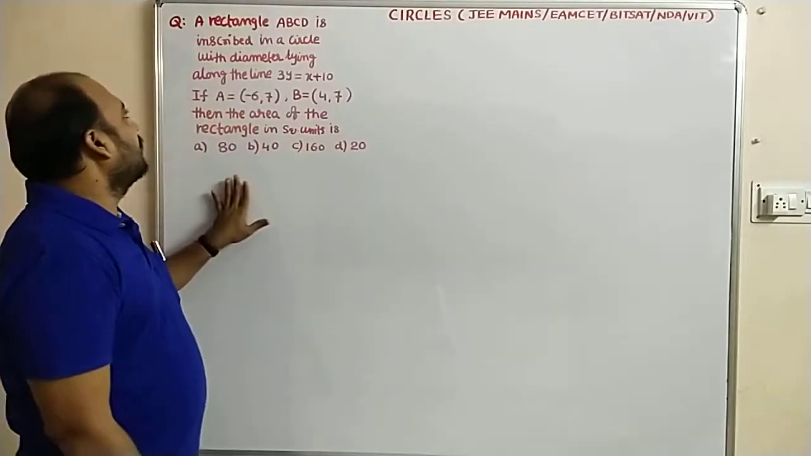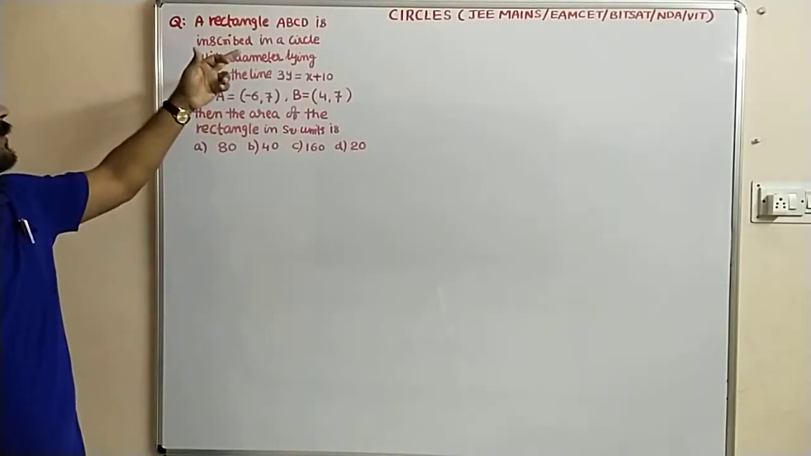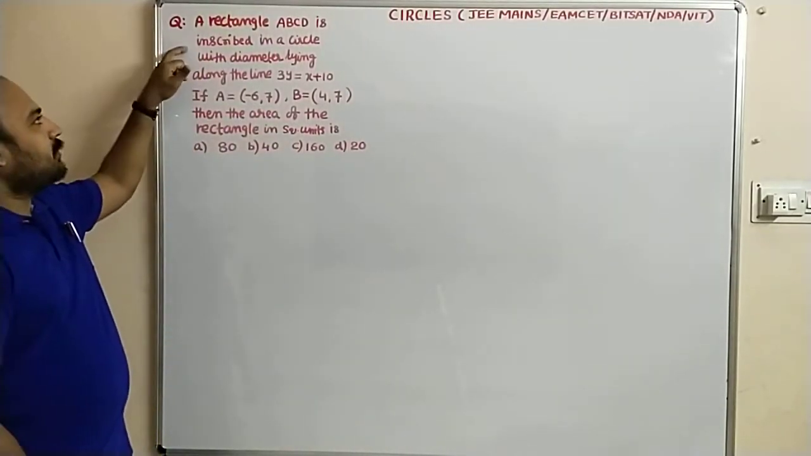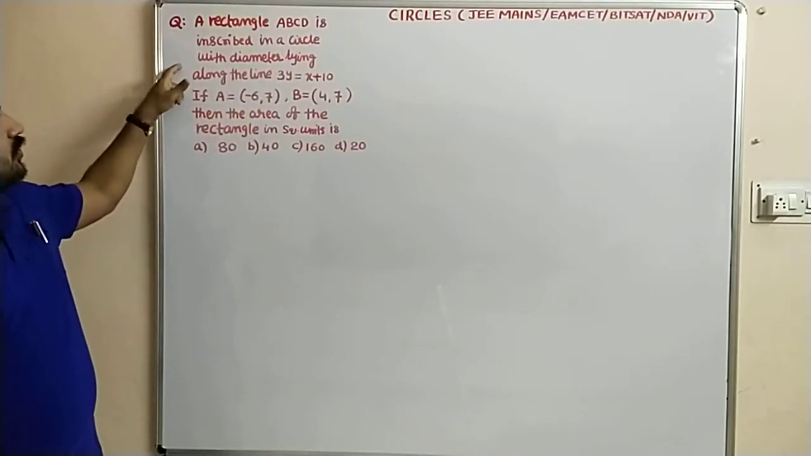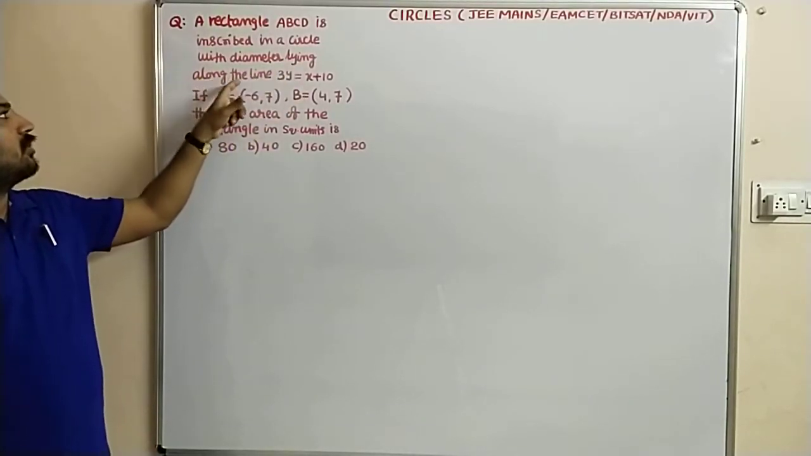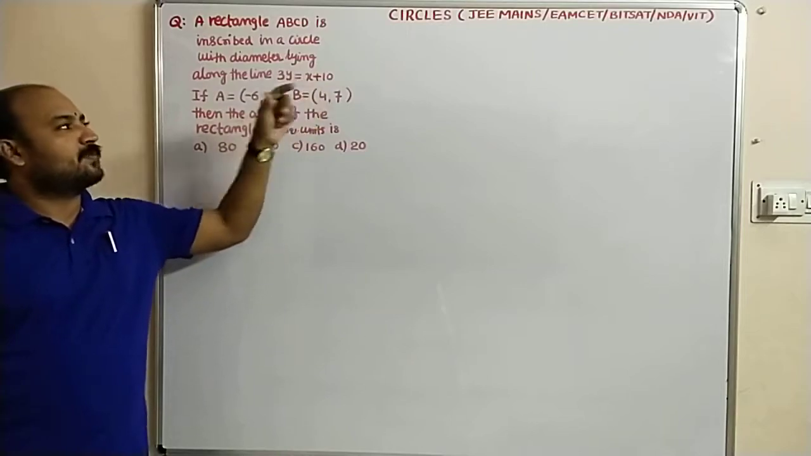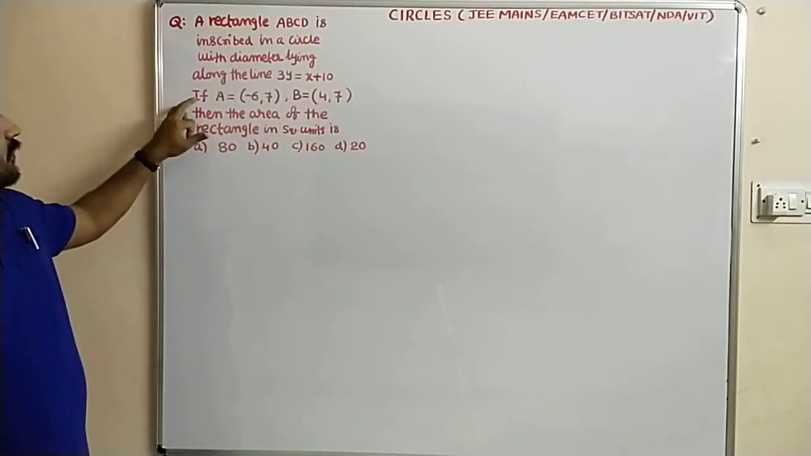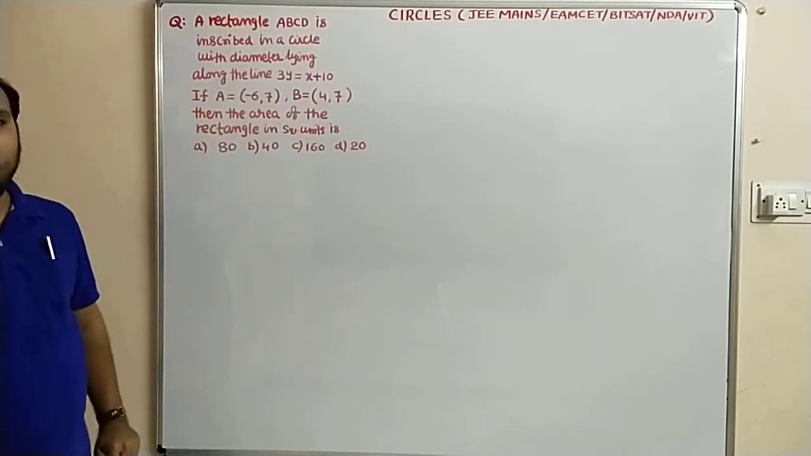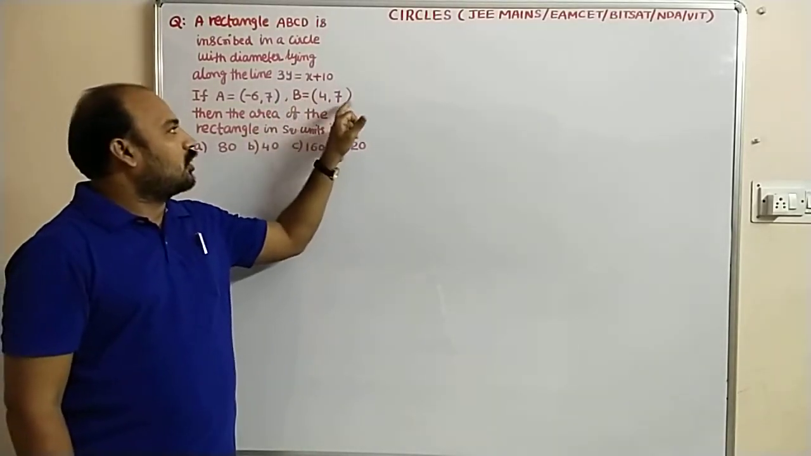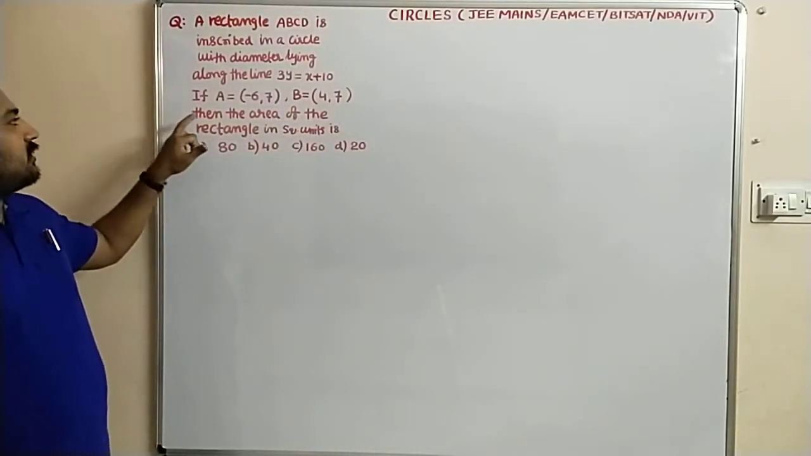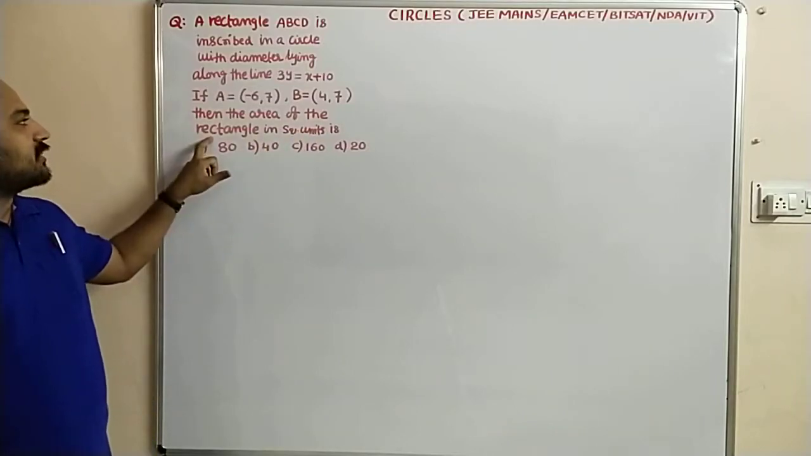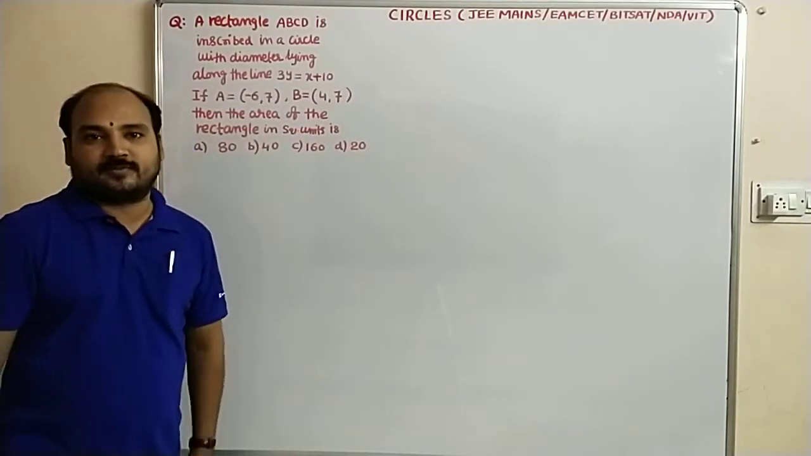The first question here: a rectangle ABCD is inscribed in a circle with diameter lying along the line 3y = x + 10. If A = (-6, 7) and B = (4, 7), then find the area of the rectangle in square units.